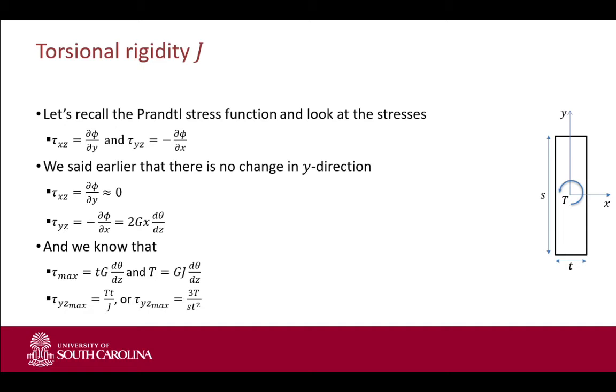The next step was to look at the maximum stresses of tau xy and tau yz. Again, since we have no change in direction with y, partial phi partial y is equal to 0, or neglected, and partial phi partial x multiplied by minus 1 is equal to 2 times G x d theta dz. So we get our maximum shear stress as a function of the torsion, the thickness, and our torsion rigidity.